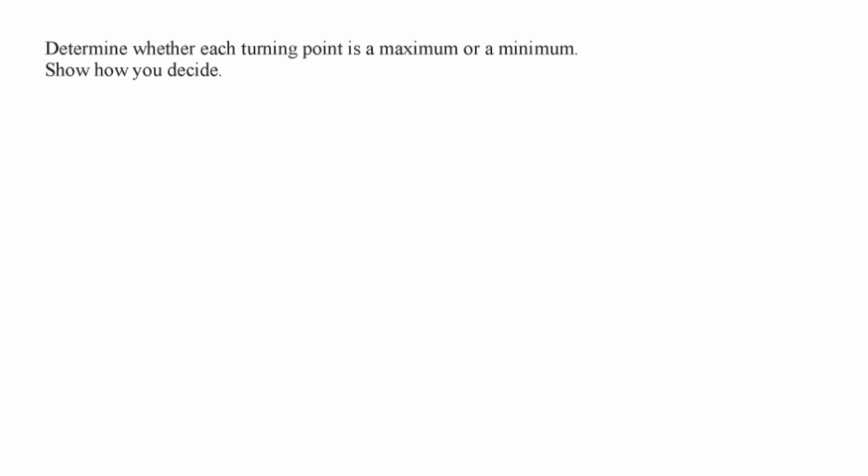Determine whether each turning point is a maximum or a minimum. Show how you decide. To solve this, first we need to find d square y by dx square. So dy by dx is 3x square minus 12. Now when you differentiate this again, you get 3 times 2, which is 6x. So d square y by dx square is 6x. Now substitute the turning points one by one.